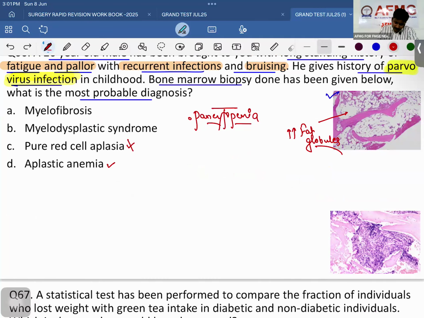Aplastic means nothing is formed, therefore the patient will have pancytopenia. If option C, pure red cell aplasia, were the answer, the patient would only have a deficiency of RBCs and only fatigue and pallor. Leukopenia or thrombocytopenia, that is recurrent infection and bruising, should not have been there. Clear? And even in the bone marrow you should have been able to see the blood cells. But in aplastic anemia, almost the whole bone marrow is replaced by fat cells or fat globules.